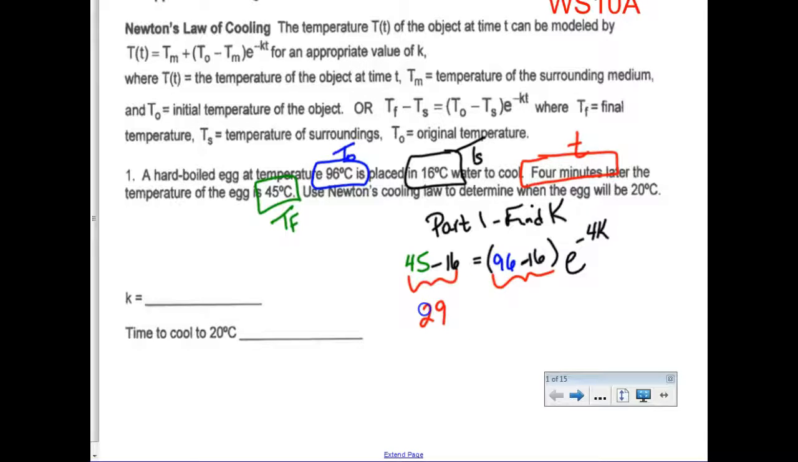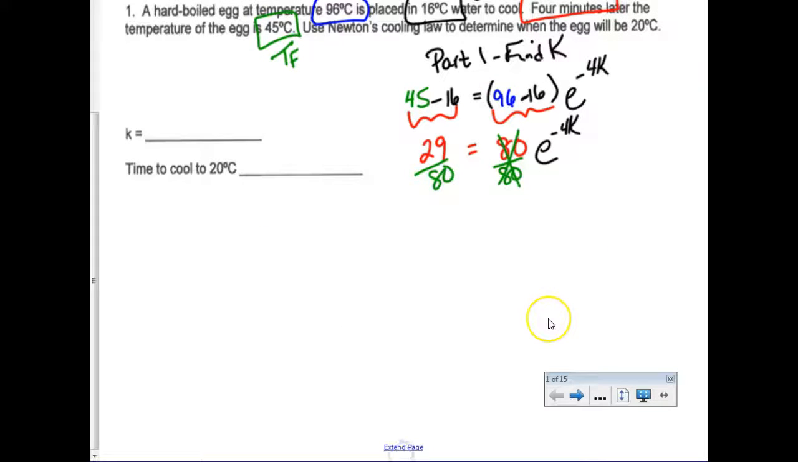Right. Is that 29 equals 80 times e to the negative 4k power? And then you're dividing both sides by 80, and this is where I would just apply the natural logarithm to the fraction that you have there. And of course, when we apply it to the right side, beautiful things happen. So I need some calculation help here, guys. What happens when you apply the natural log to 29 over 80?